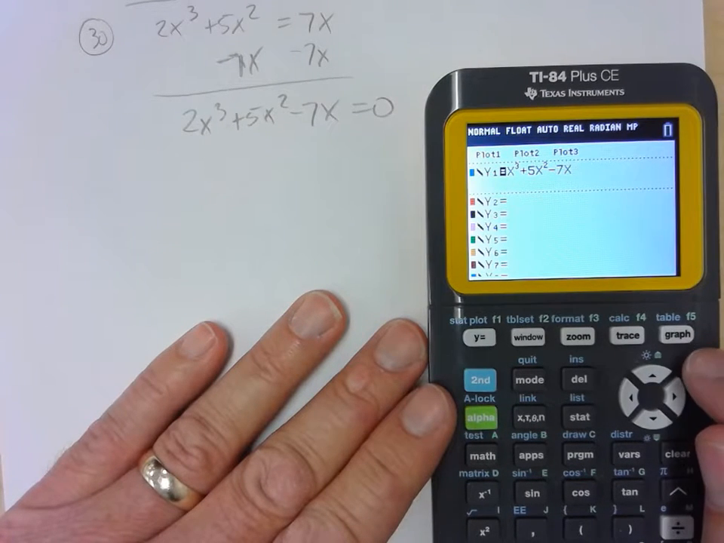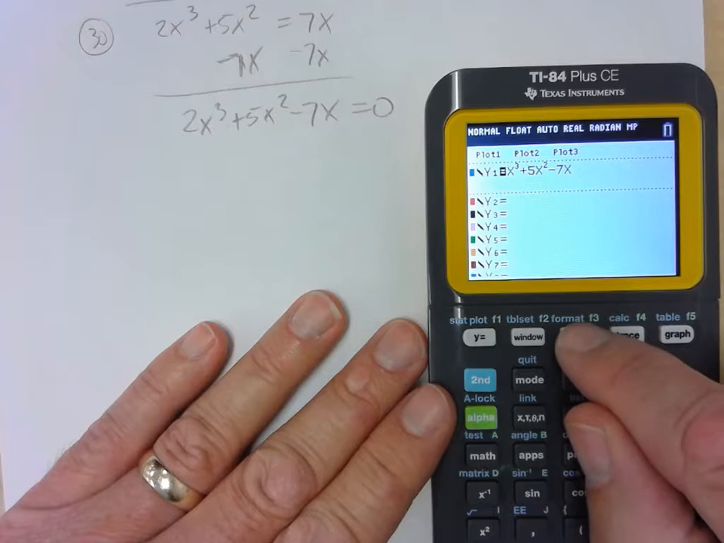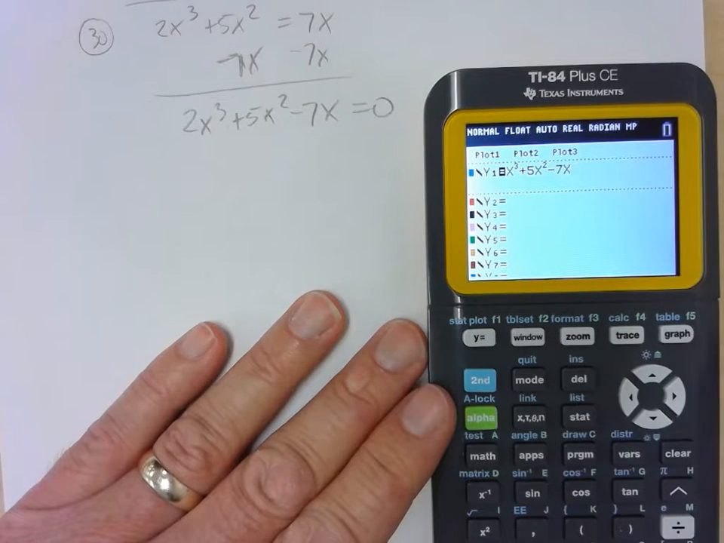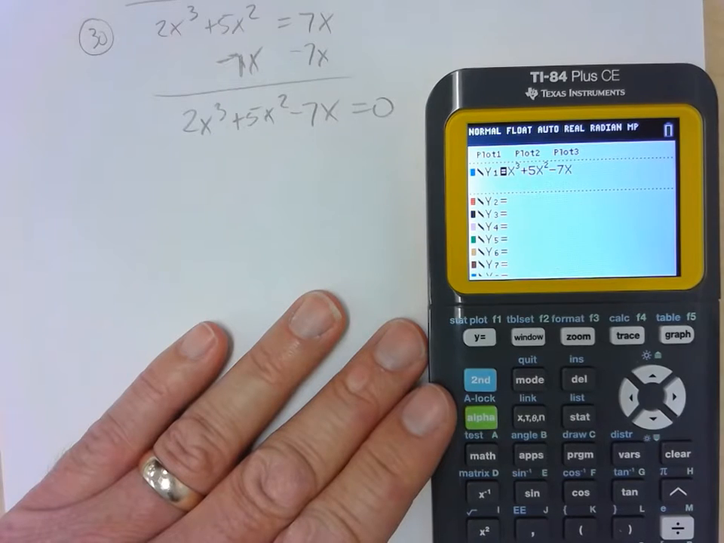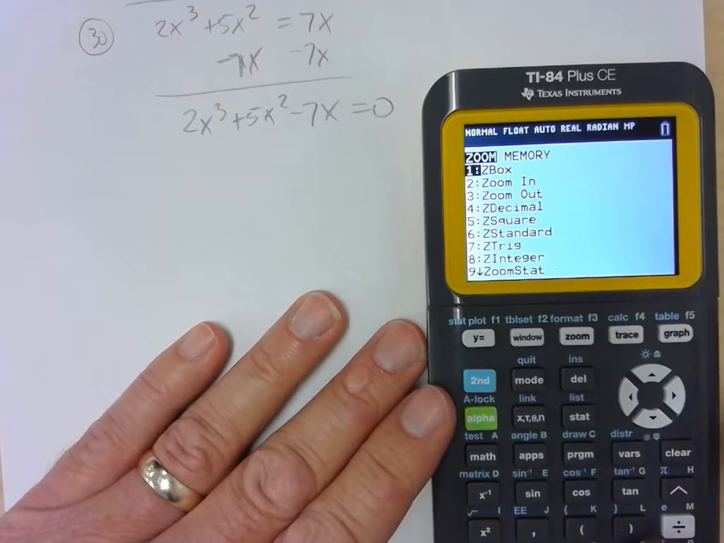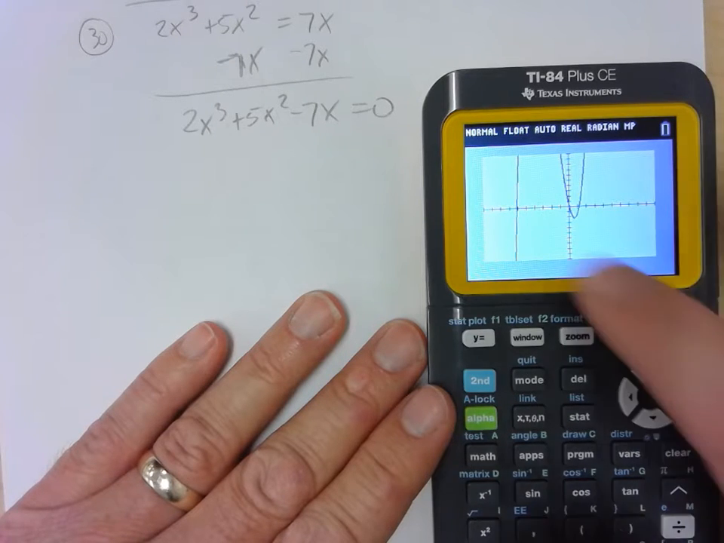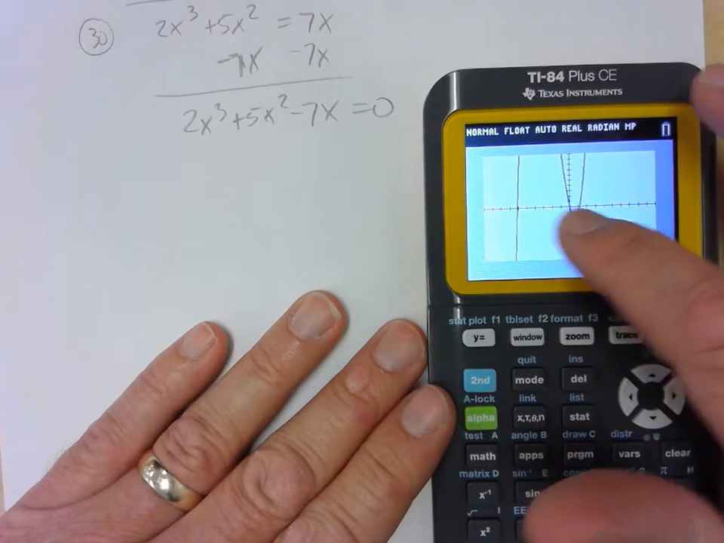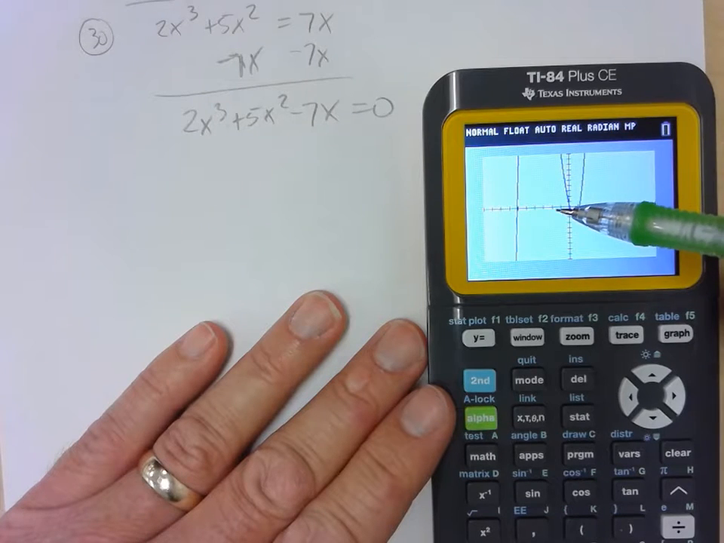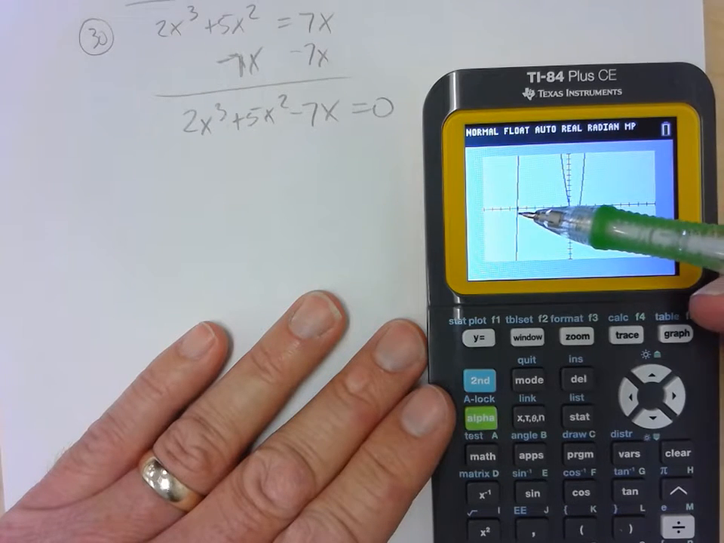So I'm going to hit the graph button. Oh, I'm going to do zoom standard, because I'm not sure what the last person did to this calculator. So hit zoom and then number 6. All right. So I got to figure out where it crosses. So it crosses here, here, and here. And it looks like it crosses at 1, 2, 3, 4, 5, 6, negative 6.